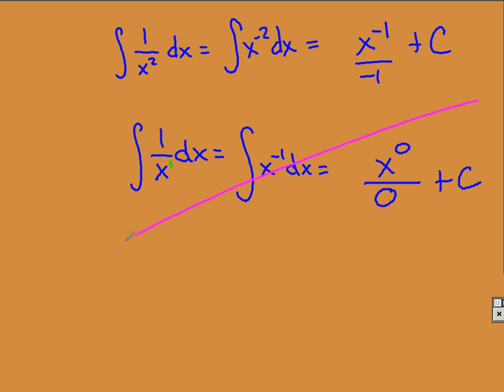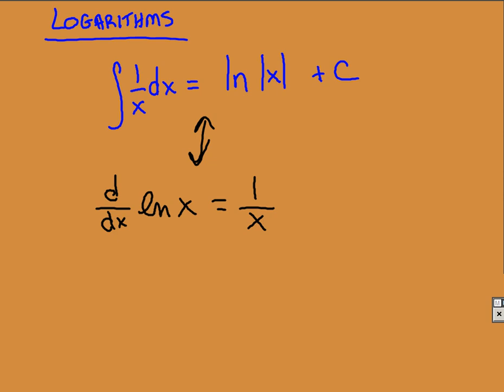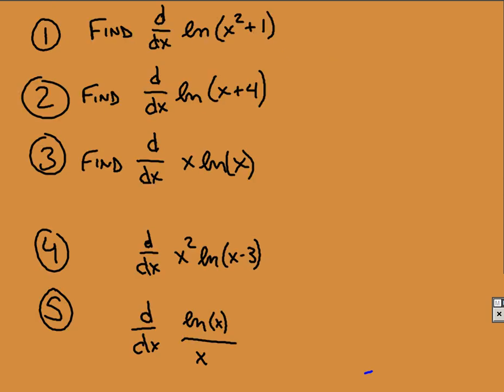That means that this really can never happen. So does that mean we can never take the integral of this? No, absolutely not. We just need another rule for it. And the rule ends up being that that integral is the natural log of the absolute value of x. And same thing if we went the other way, that means the derivative of the natural log is 1 over x. So, let's start with derivatives and start going that way.